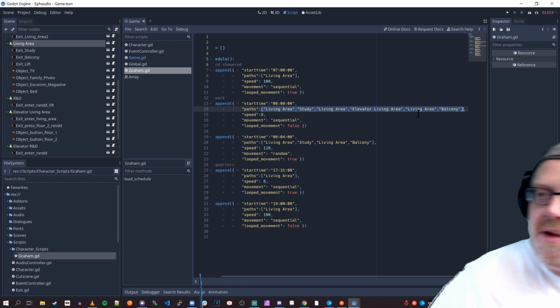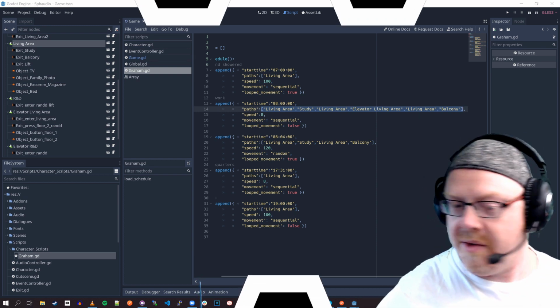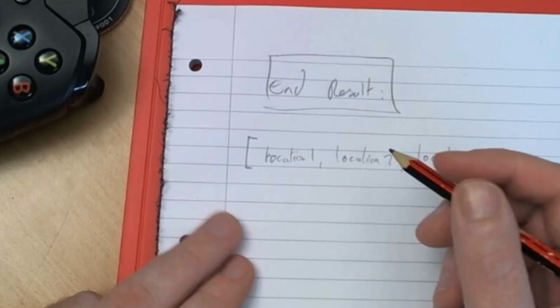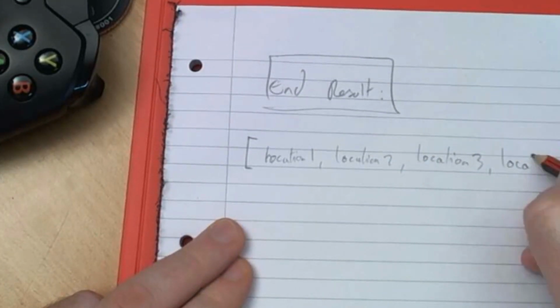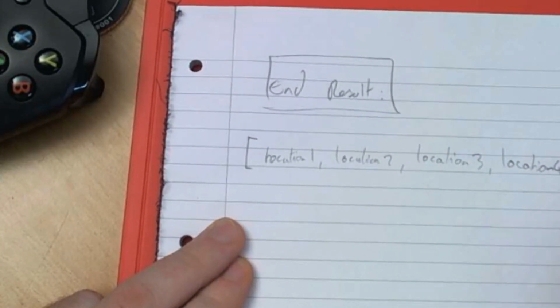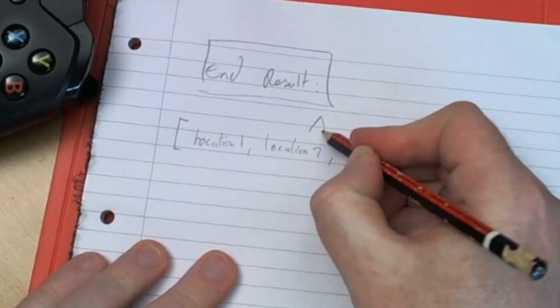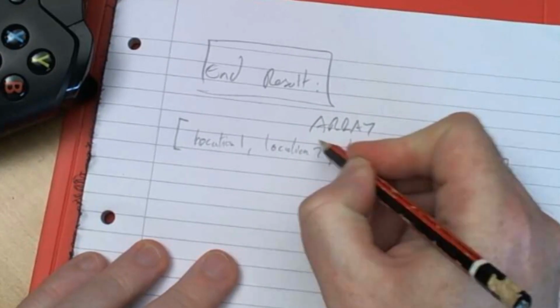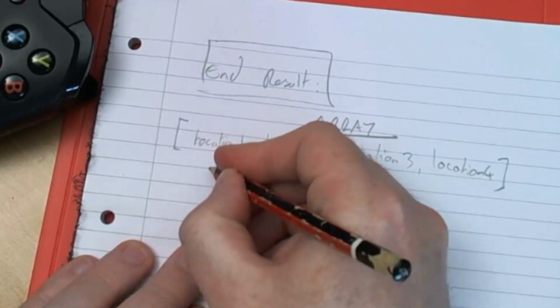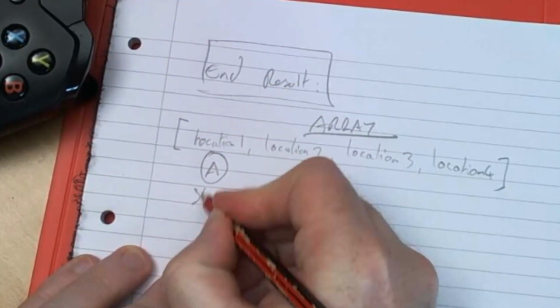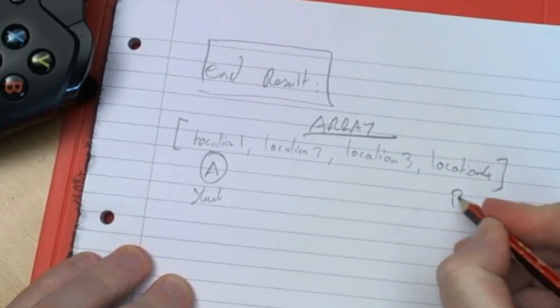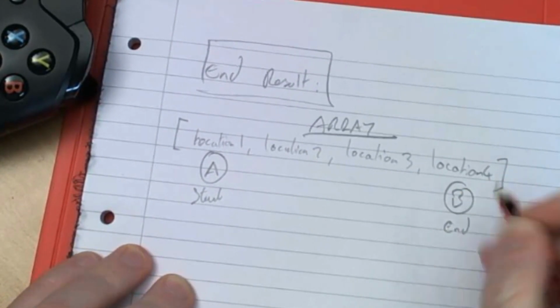Right? Oops, you can't see me drawing. I've got to sort this out. Location 4, etc. And we want that to be an array. So where this is our start and this is our end.